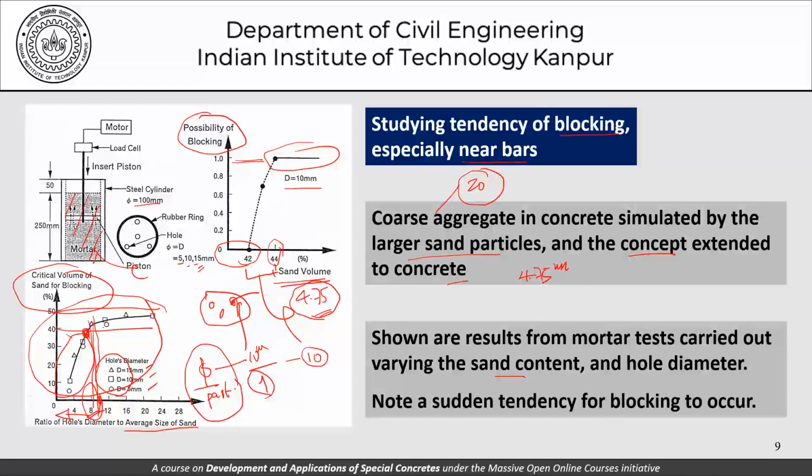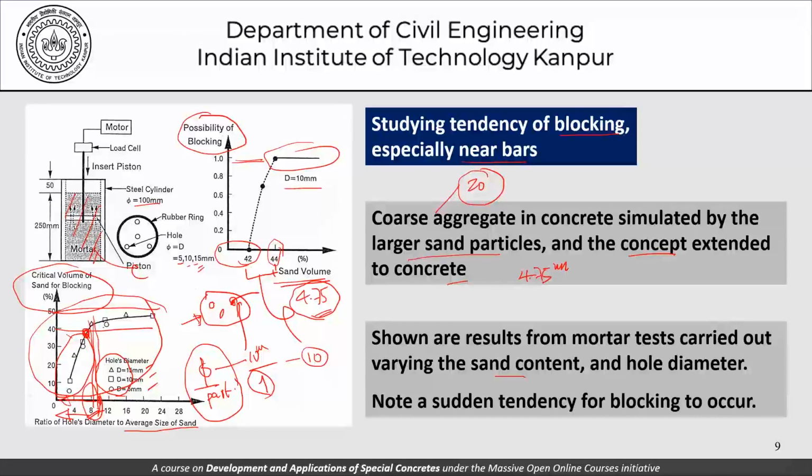But this is an experiment which was carried out using a piston with holes like this, varying the size of the sand and the percentage of sand in the mortar. Where do we take these findings as far as concrete is concerned? As far as concrete is concerned, the relevance of this discussion is when we have two reinforcing bars, and we want the concrete to flow through it.